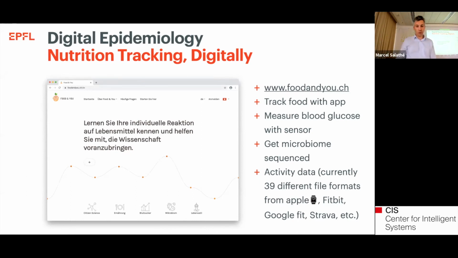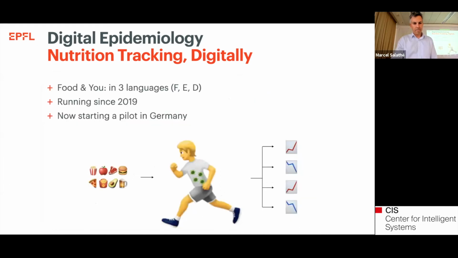We also ask for a stool sample so we can sequence the microbiome, and we also collect activity data. And we don't do this by handing out devices. We simply take whatever they have, and we've in the meanwhile developed a pipeline to already deal with 39 different file formats from Apple Watch, Fitbit, Google Fit, Strava, you name it. We do this in 3 languages, French, English, and German. And it's been running since 2019. And we have now roughly 800 people that have gone through this or are just finishing this now.